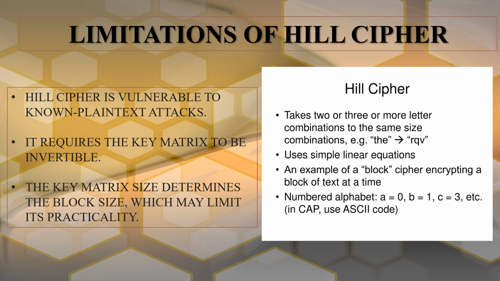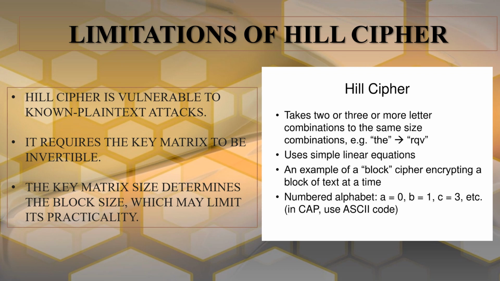Limitations of the Hill cipher. It is vulnerable to known plaintext attacks. It requires the key matrix to be invertible. The key matrix size determines the block size, which may limit its practicality. The Hill cipher takes 2 or 3 or more letter combinations to the same number of letters. It uses simple linear equations.